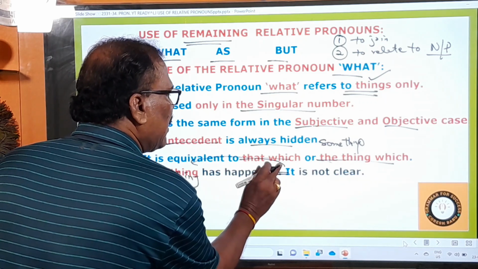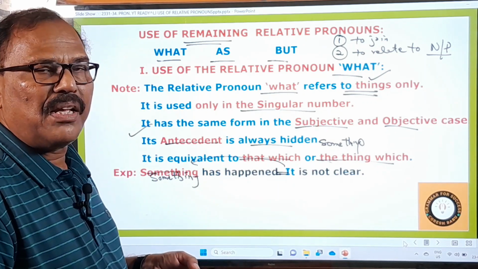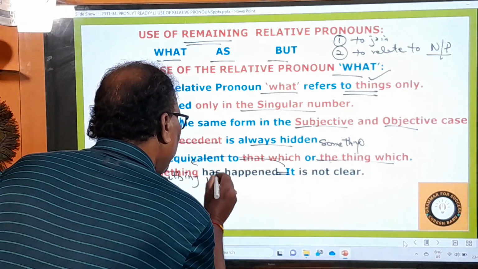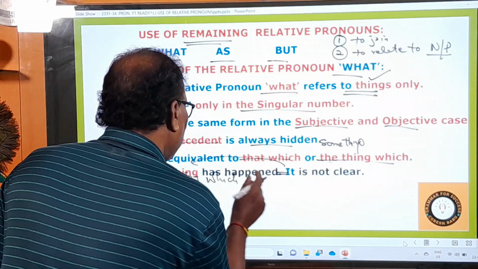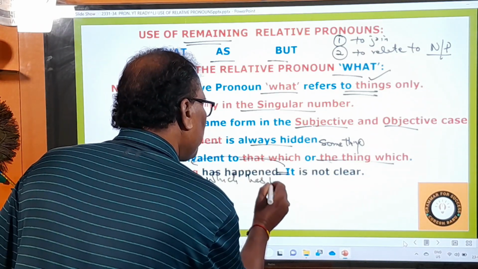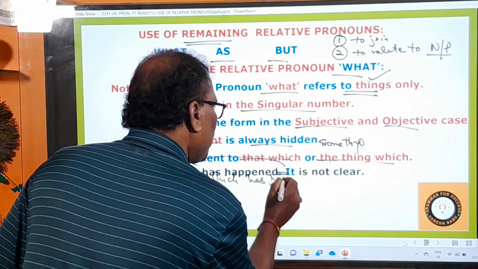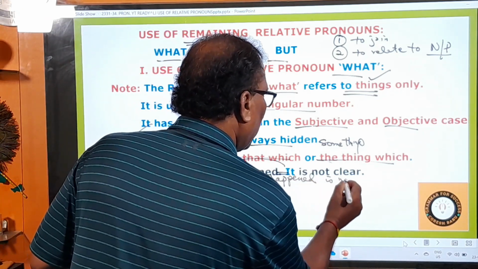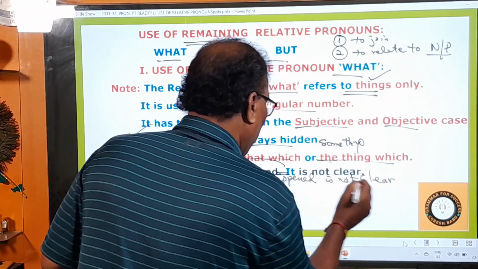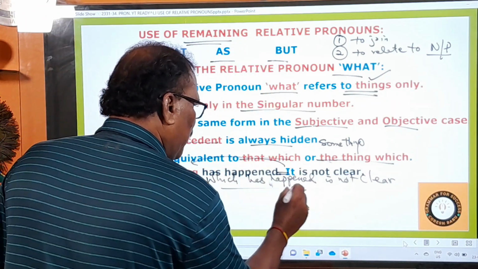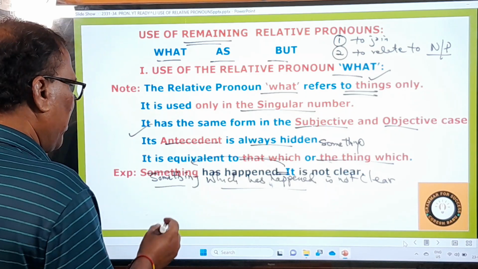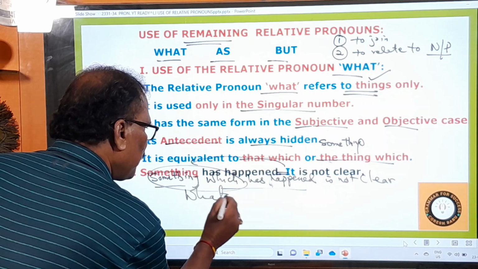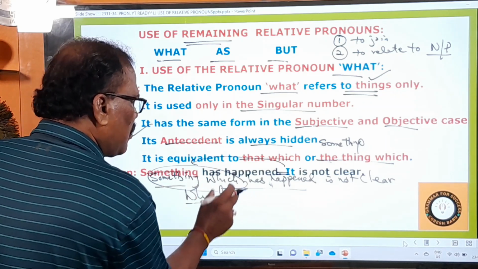Something, instead of this "it", we use "which". Okay, and here, what is that? Which. Okay, something which has happened, yes, is not clear. It is supposed to be like this: something which has happened is not clear. It should be there. But instead of "something which", we use what.